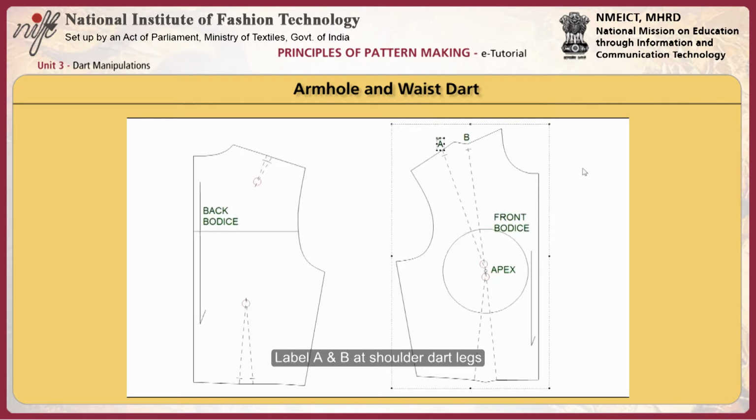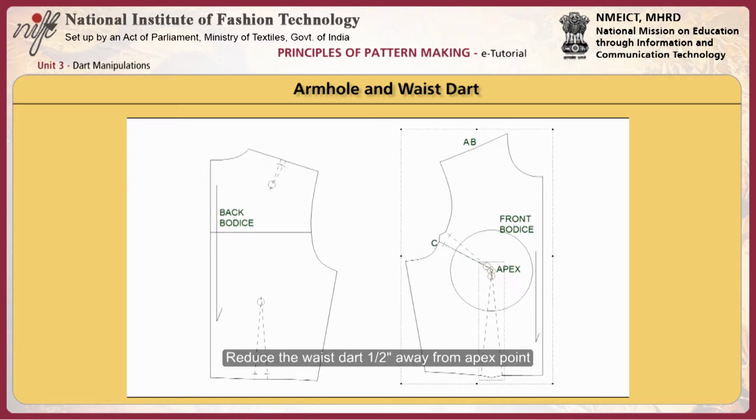Label A and B at shoulder dart legs. Draw a slash line from armhole to apex point. Label C at armhole, slash C to apex point. Close the shoulder dart by moving point A to B. Dart will open at point C.